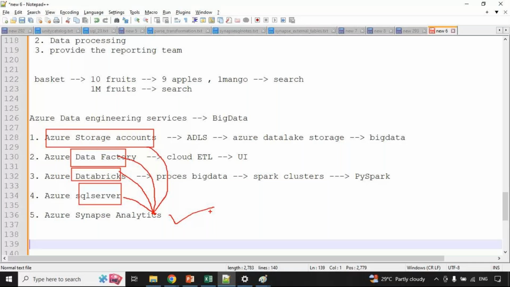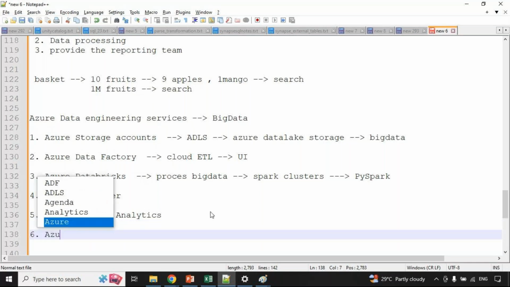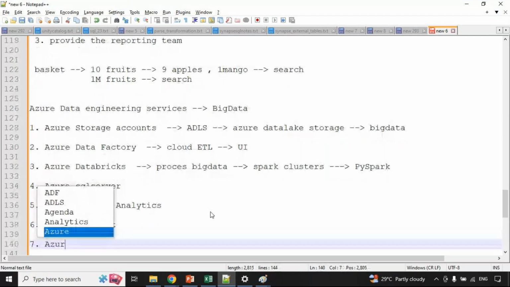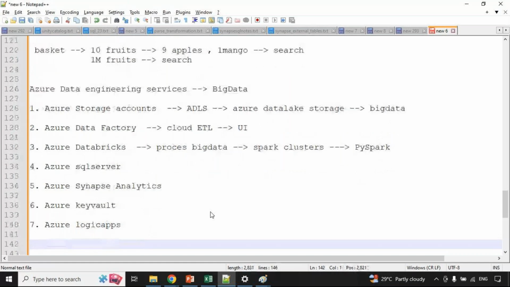So once you are clear about these components, Synapse is a matter of hours, guys. Hours. And also, as part of our learning, we are going to discuss Azure Key Vault and Azure Logic Apps to send email notifications. And I will also give an overview of Azure Fabric, guys, because it is not yet productionized.